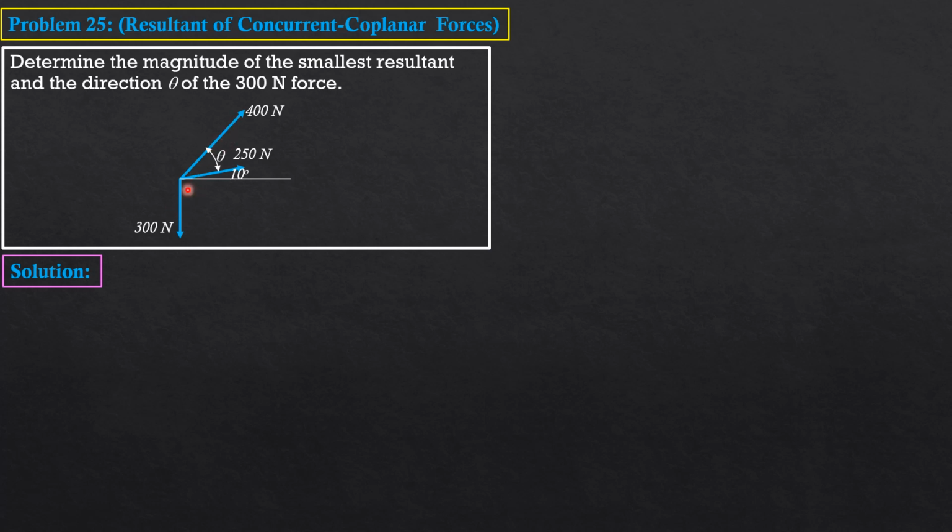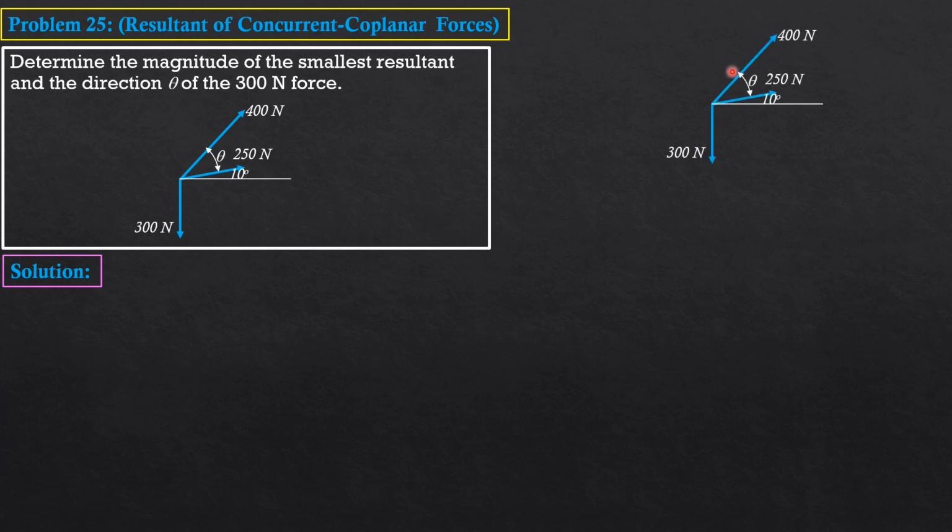If we consider 400 and 300 only, definitely the resultant will be in that direction also. For the magnitude of the resultant to be smallest, it should be coincident with this 250 Newton force. If it is not coincident with 250, then it will not be the minimum or smallest resultant. So there is already 250 Newton here. The resultant should be in that same direction so that we expect its magnitude would be as small as possible. So that's the analysis.